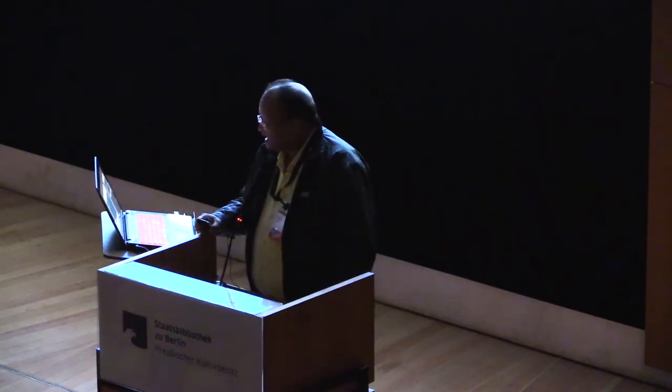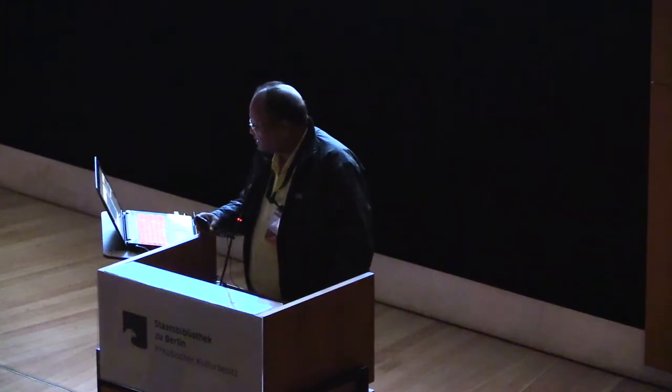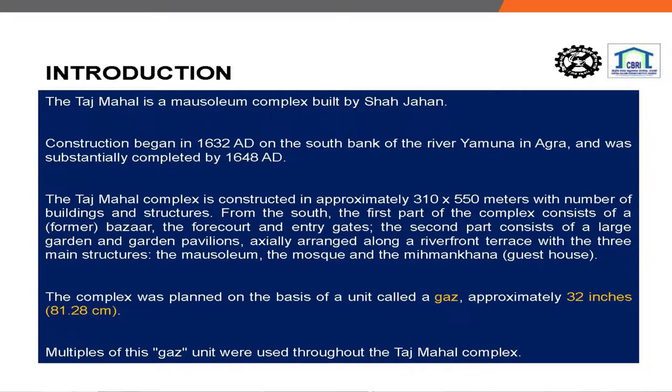So, as we all know, this is treated as the symbol of love. A king made this monument for his queen. It was constructed in 1632 AD, and most parts of it were concluded by 1648. The complex is around 310 by 510 meters, and it doesn't have only the Taj Mahal, it has many other structures around it, many entry gates. We have a mosque on one side, where on Friday prayers are allowed, and on one side there is a guest house known as Mehman Khana, not being used for housing guests.